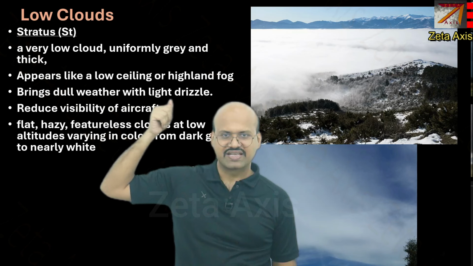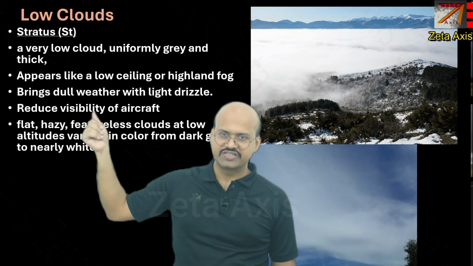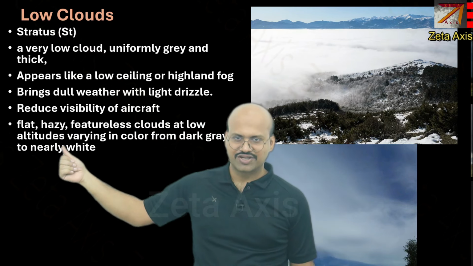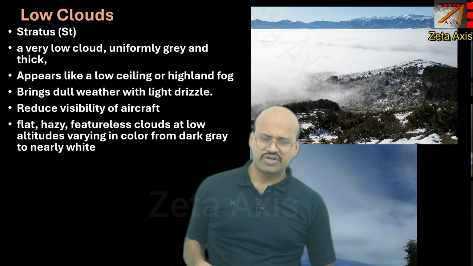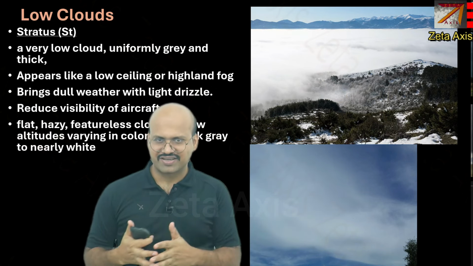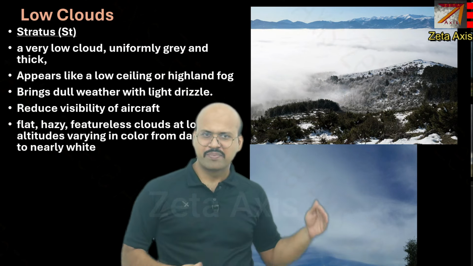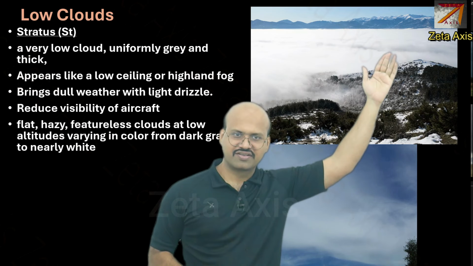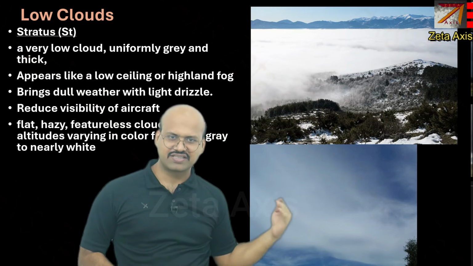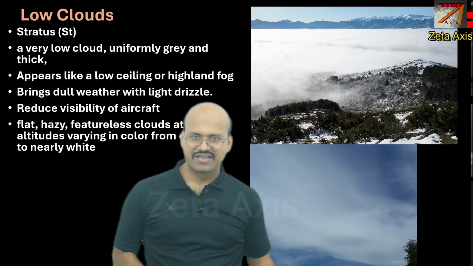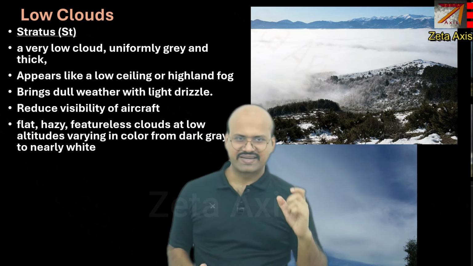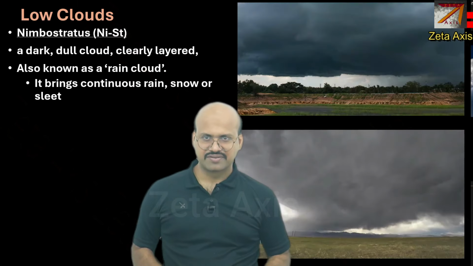Brings dull weather with light drizzle, reduces visibility of aircraft, flat, hazy, featureless clouds at low altitudes varying in color from dark gray to nearly white. You can see that they are featureless, so you do not see different regions darker or brighter, but they are more or less even. Here you can see that if it is white, it is evenly white. If it is darker, it is evenly darker. So that is why they are featureless clouds, generally white to gray, and they bring slight drizzles. They are very close to the land.